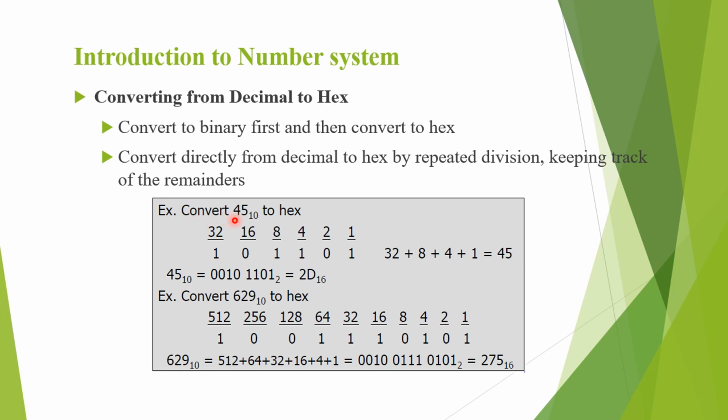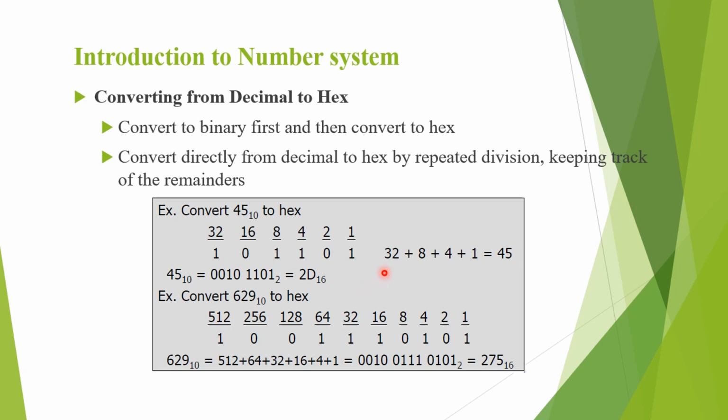So example, if at all I have to convert 45 in decimal system to hex. So first I'll write 45 in the binary format. So for that I need to know the powers of 2 which can be added to get the value 45. So the powers of 2 which are used here are 32, that is 2 to the power 5, 2 to the power 3, 2 to the power 2, 2 to the power 0. These are added to get the value 45.